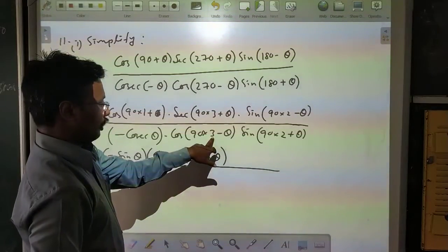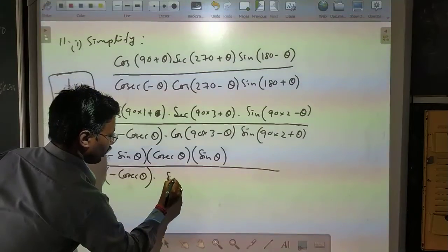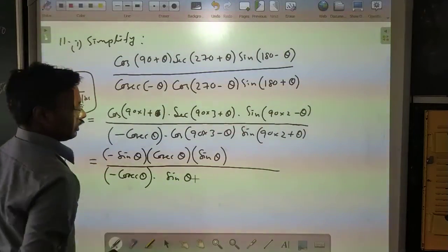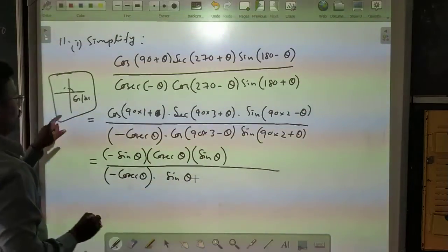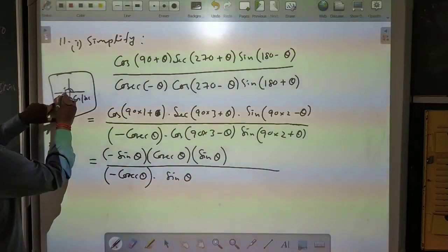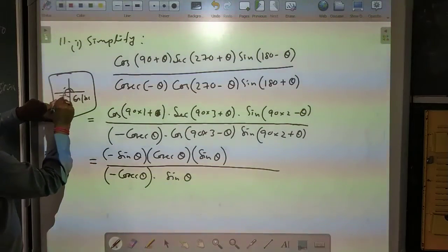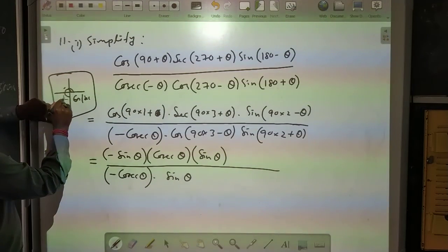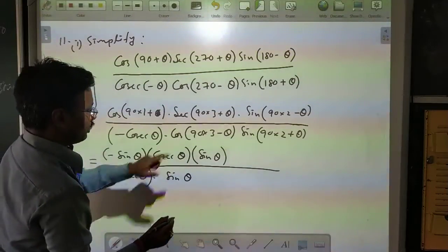3 is odd. So we need to change this trigonometric ratio. Cos changes into sin. So we get sin theta, and this angle is coming in the third quadrant. Why? Because it is 90 into 3 minus theta, that is 270 degrees minus theta. So it is coming in the third quadrant. In the third quadrant, which trigonometric ratios are positive? Tan and cot. So therefore we need to change the sign.